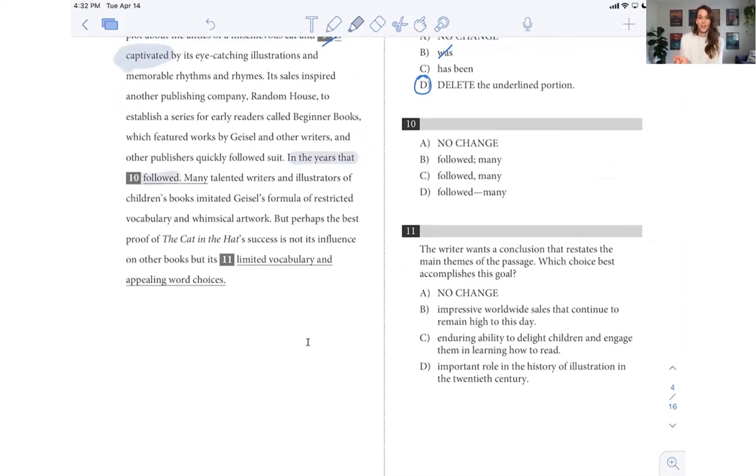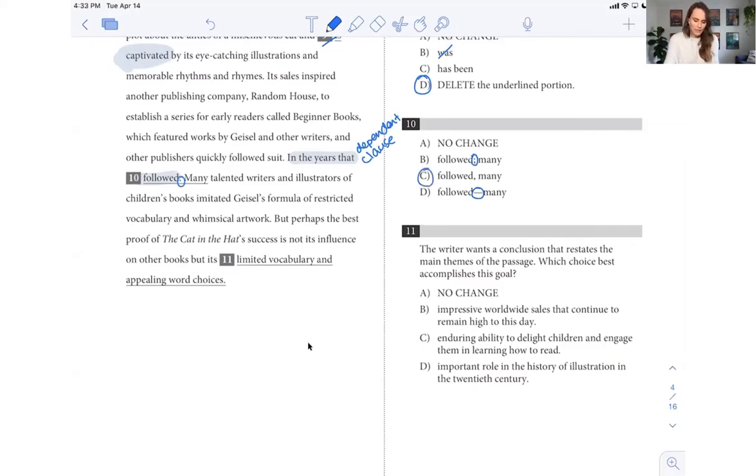cannot stand on its own. That's going to be a dependent clause. So we cannot have a comma and or a semicolon right after that. We are going to just need a comma. So we're not going to be able to do a semicolon. We're not going to be able to do a dash. And we also can't have that period there, right? Because "in the years that followed" cannot stand on its own. So we're going to go with C.